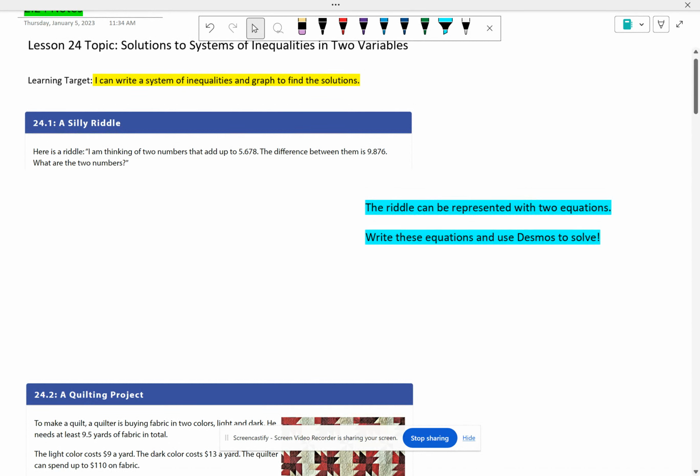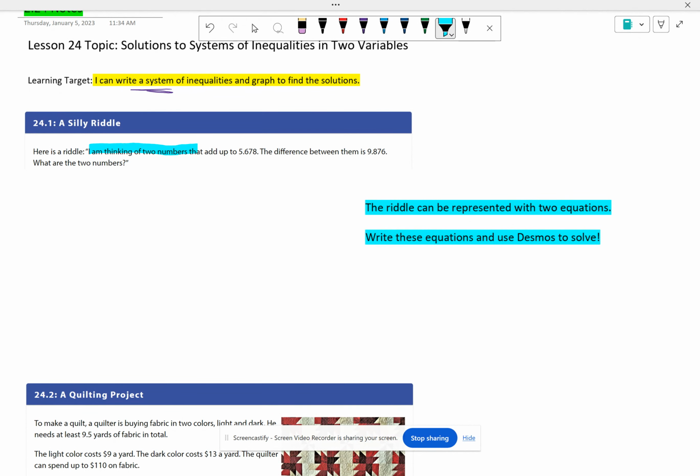So we've graphed inequalities before with two variables, and now we're doing a system. Just like we did with solving equations, we solve systems where there's more than one equation with more than one variable. We're going to have more than one inequality with more than one variable. This silly riddle to start with is just a way of getting us back in the habit of writing systems of equations.